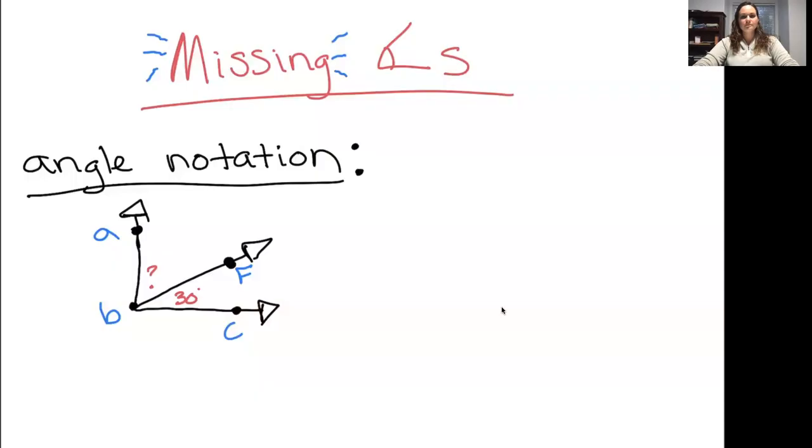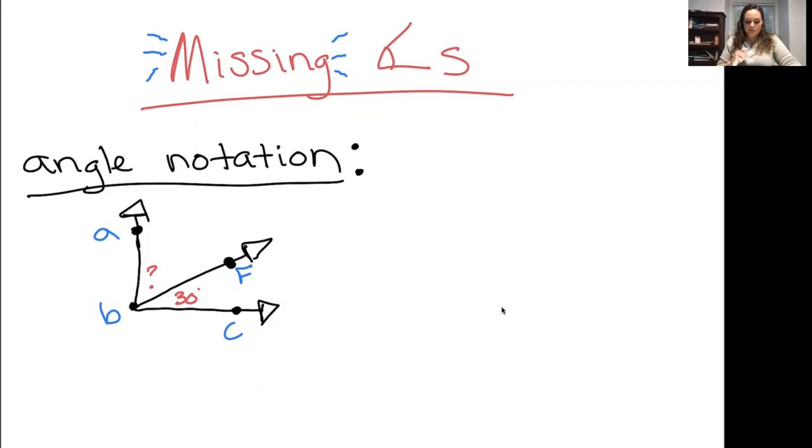Okay, now we can get to our lesson. This lesson is on missing angles. Just kidding, it's not quite that creepy. But I thought the little squigglies outside of the words would be super cool. Anyway, before we can talk about missing angles, we have to remember what angle notation means because it's going to be super important for our lesson today.